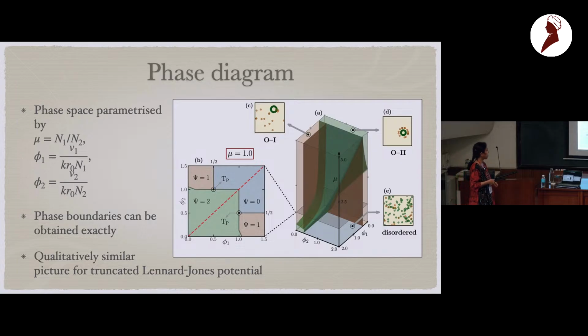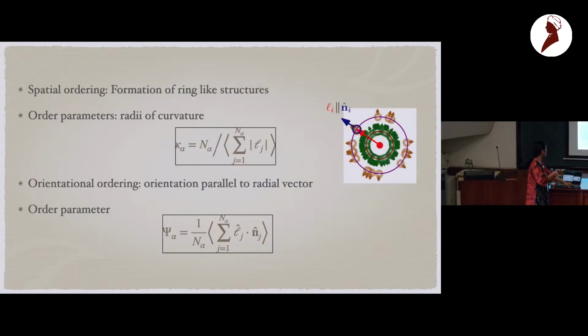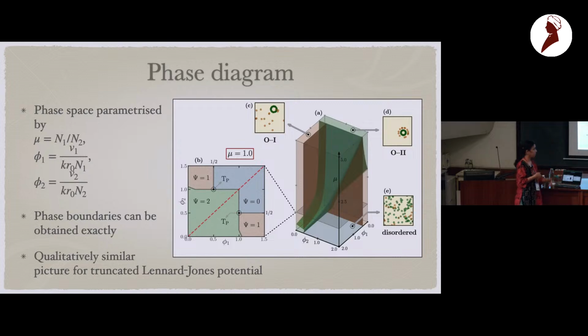So we have this phi 1, phi 2 plane for a fixed mu, and this is for mu equal to 1. This is the phase diagram. This is the regime where two rings are forming. Psi, coming from this order parameter, is defined as psi 1 plus psi 2. Here psi is equal to 2, which means both rings are formed and their orientational ordering is complete. This is the two-ring fully ordered phase, and these two are partially ordered phases: slower particles have formed a ring, while faster particles are still roaming around. And this is the disordered phase. If we look at the full 3D space, phi 1, phi 2, mu, these are the phase boundaries.